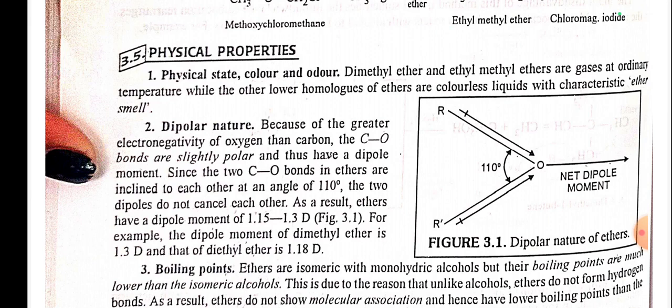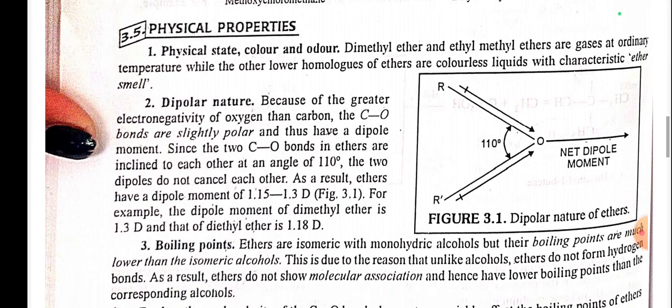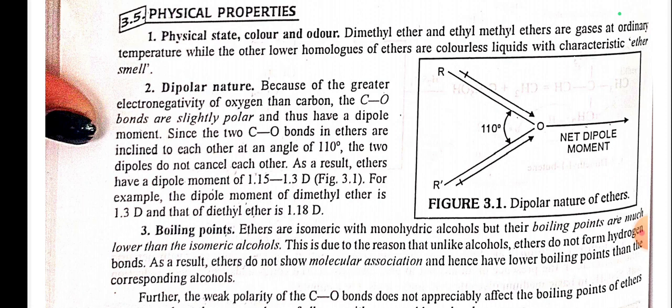Dipolar nature. Because of the greater electronegativity of oxygen than carbon, the C-O bonds are slightly polar and thus have a dipole moment. Since the two C-O bonds in ethers are inclined to each other at an angle of about 110 degrees, the two dipoles do not cancel each other. As a result, ethers have a dipole moment of 1.15 to 1.3 D. For example, the dipole moment of dimethyl ether is 1.3 D and of diethyl ether is 1.18 D.